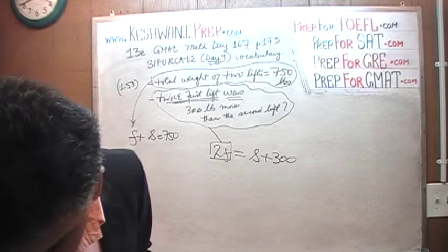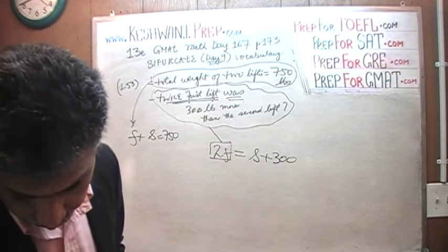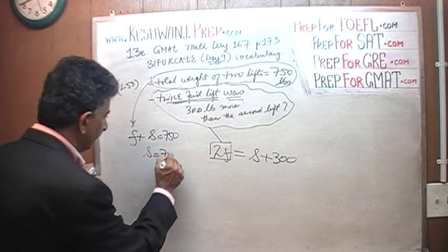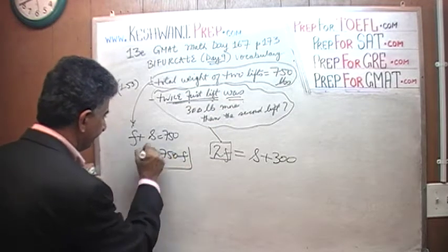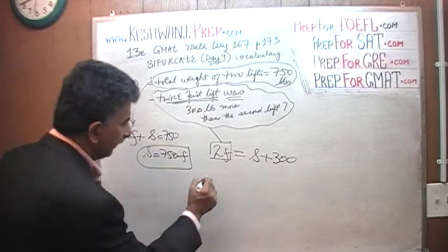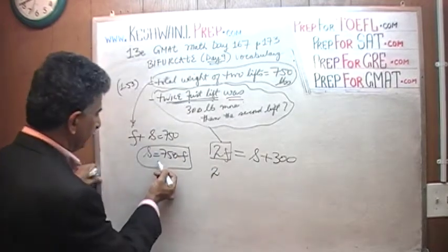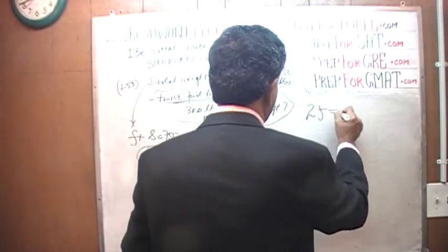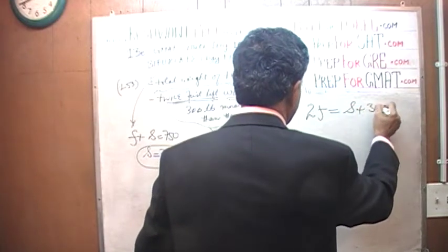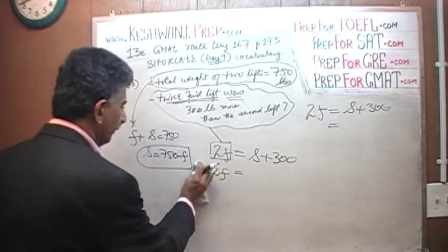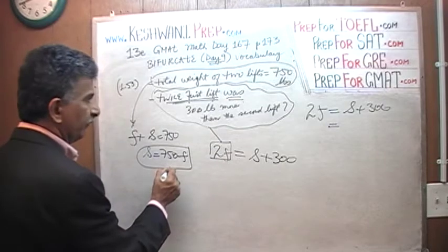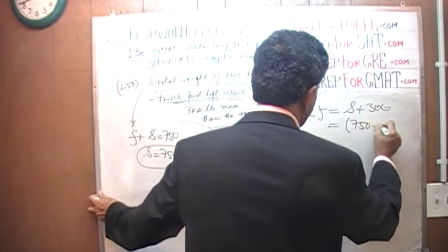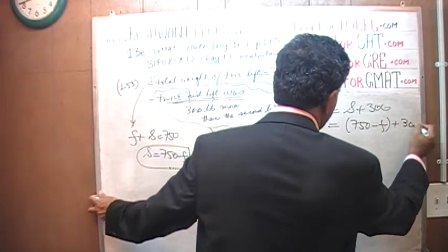Since they are looking for the first lift, let's find out what this S is in terms of F. So it's 750 minus F. 750 minus F, let's put it in here. So it's 2 times F equals, let's put it up here, 2 times F equals S plus 300, and S we just found out is 750 minus F, 750 minus F plus 300.